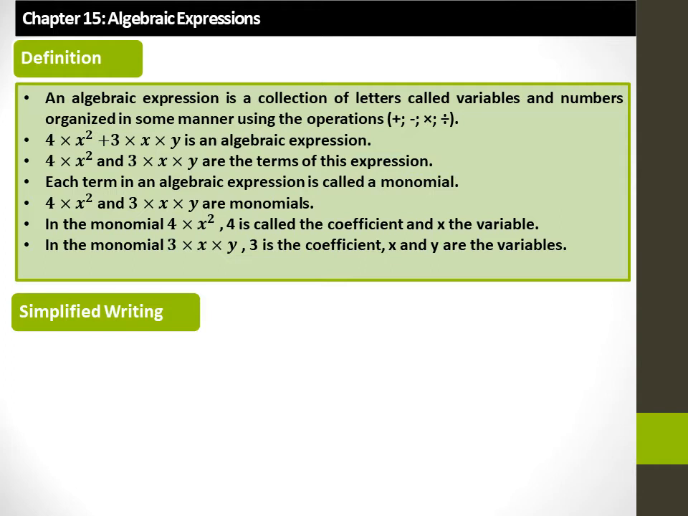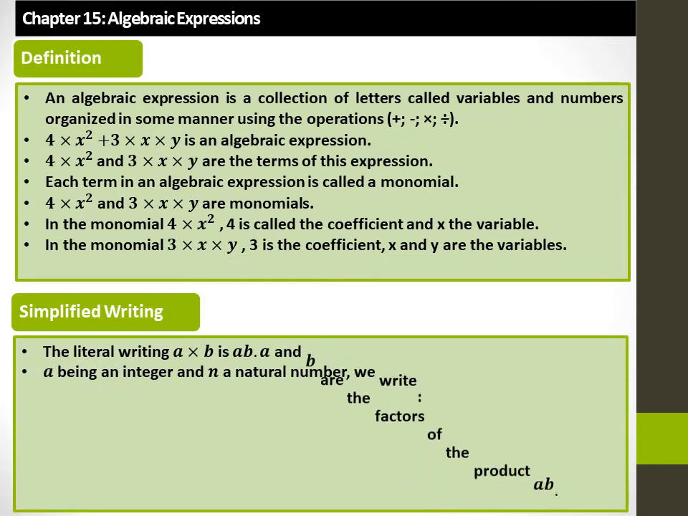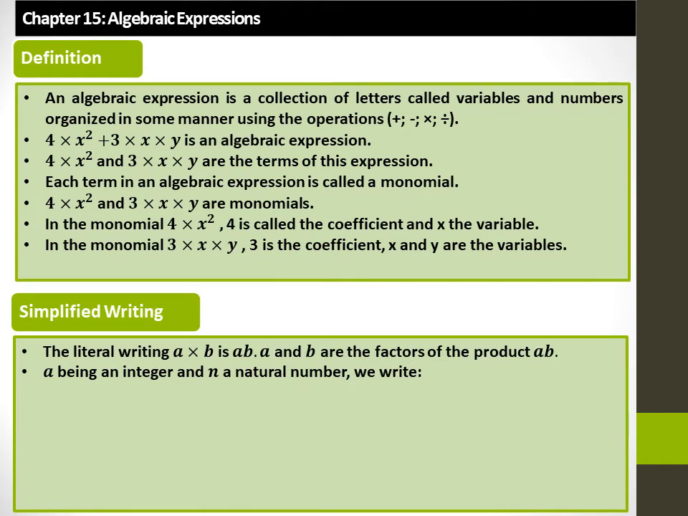In the monomial 4 times x to the power of 2, 4 is called the coefficient and x the variable. In the monomial 3 times x times y, 3 is the coefficient, x and y are the variables. Simplified writing. The literal writing a times b is ab. A and b are the factors of the product ab.